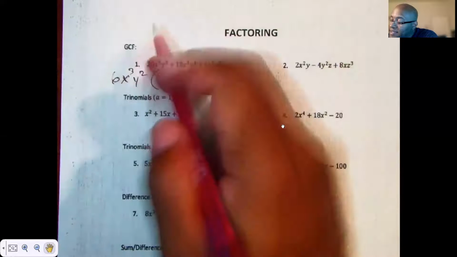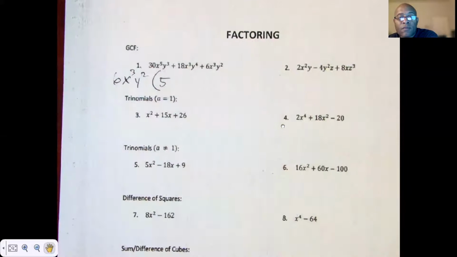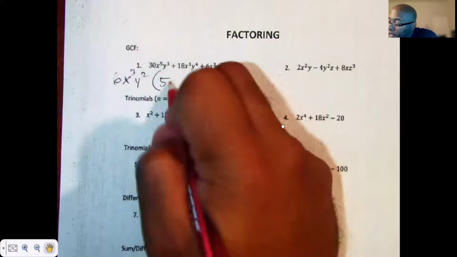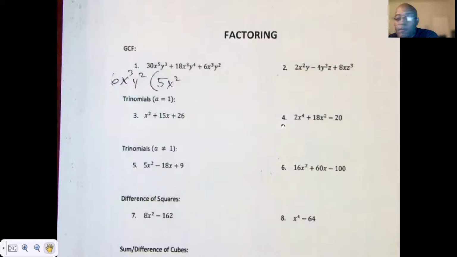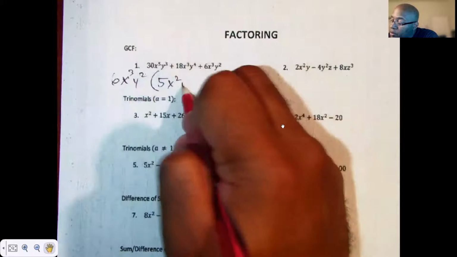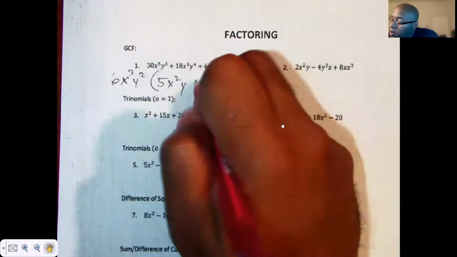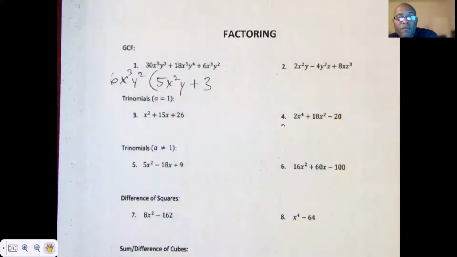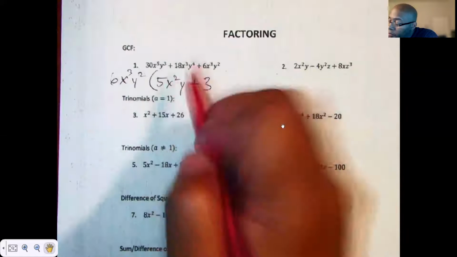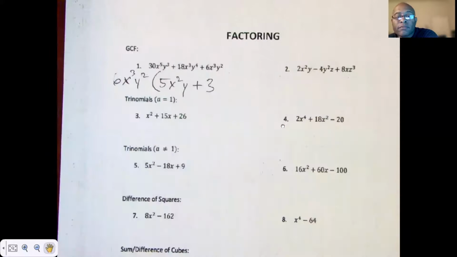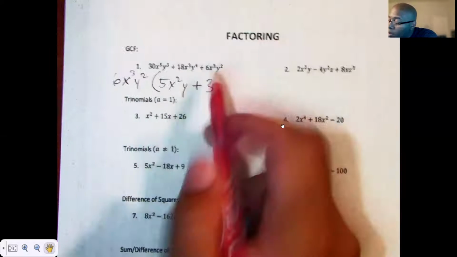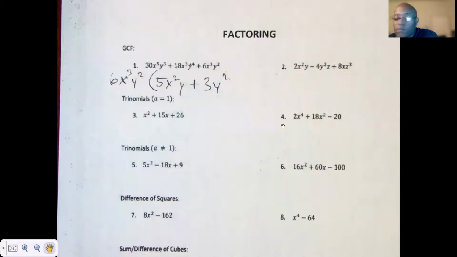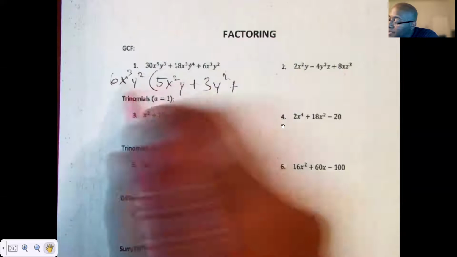So when I divide 30 by 6, that leaves me 5. With the exponents, I subtract. So 5 minus 3 leaves me X to the 2nd power. 3 minus 2, Y to the 1st power, plus 18 divided by 6, coefficient 3. 3 minus 3, there is no X term. Y to the 4th, 4 minus 2 is Y to the 2nd. Plus 6 divided by 6 is 1.